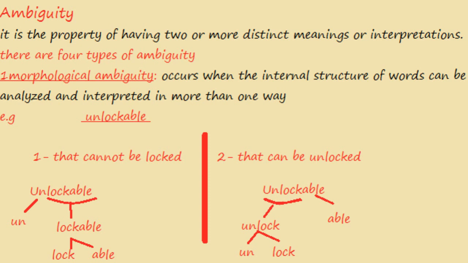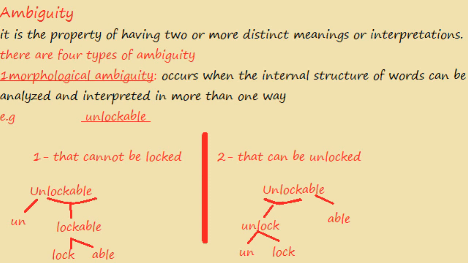We shall exemplify to make it easier for you to understand. We have the word unlockable. It can either mean something that cannot be locked or something that can be unlocked, because it depends how you take the word. If you take lockable as a root, it means something that cannot be locked. If you take unlock as the root, it means that it can be unlocked. So this is morphological ambiguity.